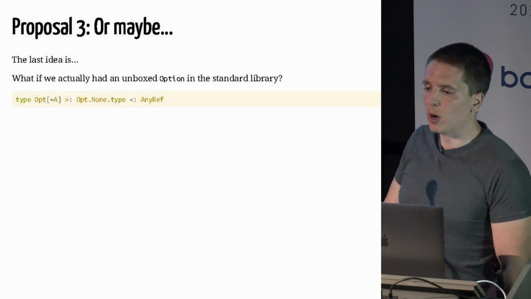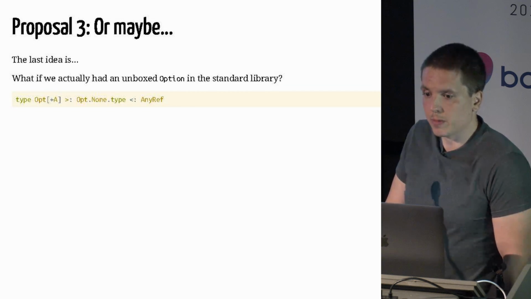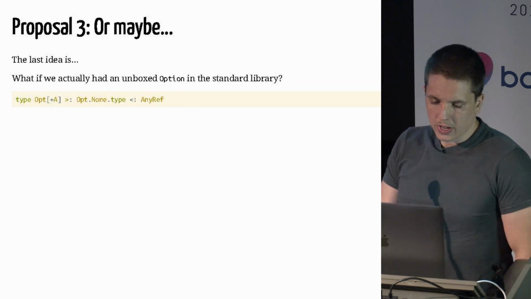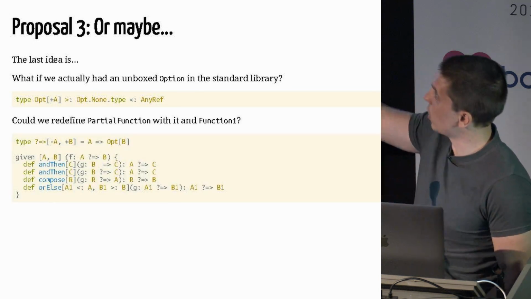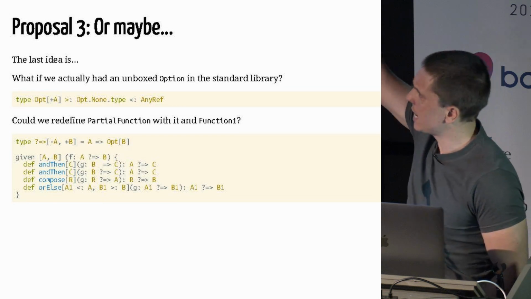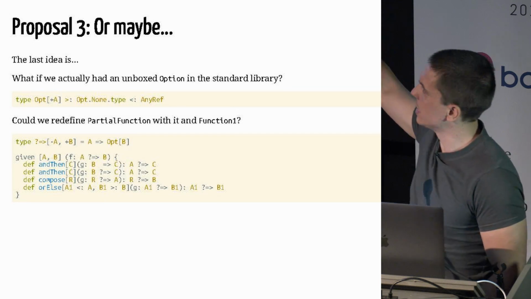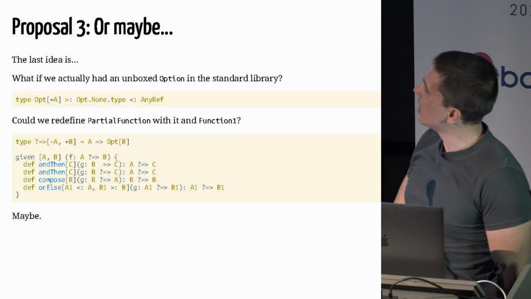We have opaque type aliases in Scala 3. Can we use that? Is that good enough? That's super handy in order to have basically a new type, but without boxing. So could we redefine partial function with it? So with the unbox option and function one, say at the top, the type alias, which is the partial function, is A to opt B. And then we just add extension methods to that, the ones that we have on partial function. Could we do something like this? Maybe, I'm not sure. I want to.